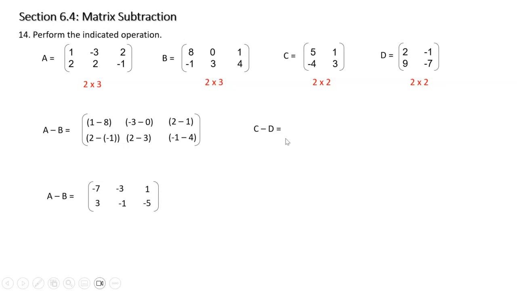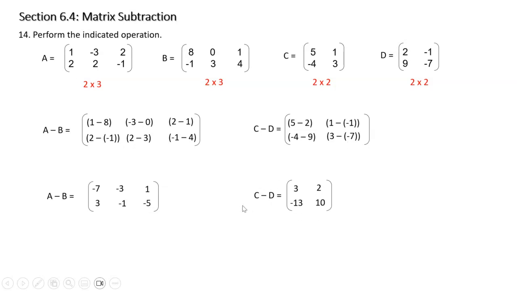Let's do one more. Let's do C minus D. So 5 minus 2, 1 minus negative 1, negative 4 minus 9, and 3 minus negative 7. And here's the result. It's going to give us 3, 2, negative 13, and positive 10.